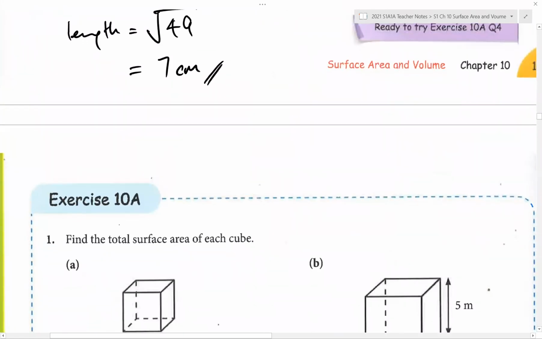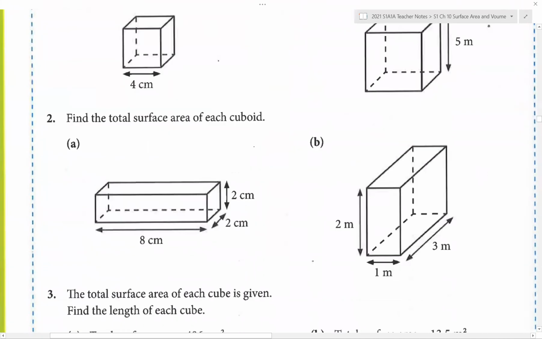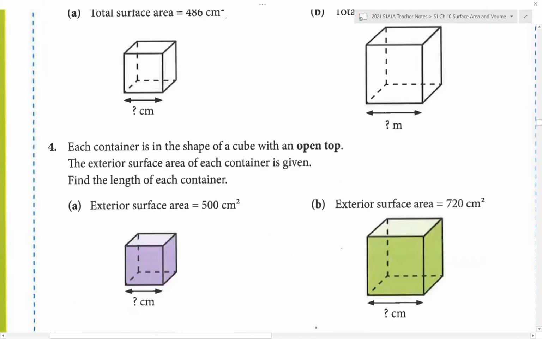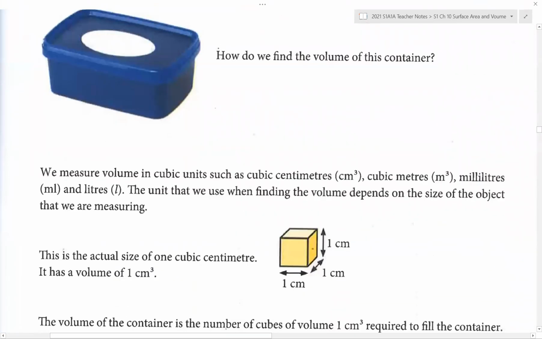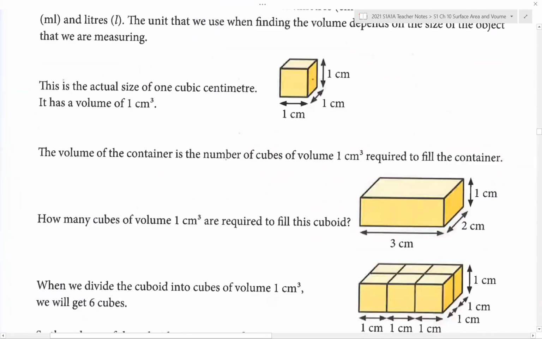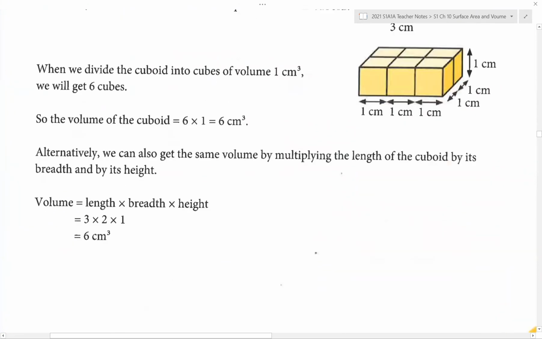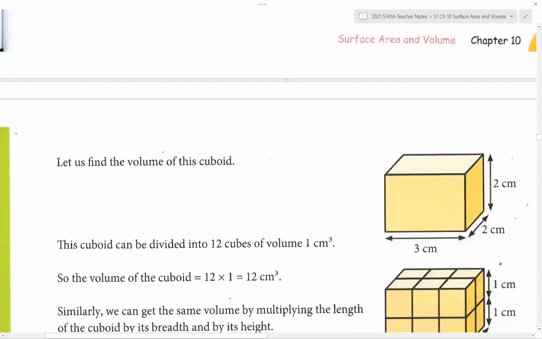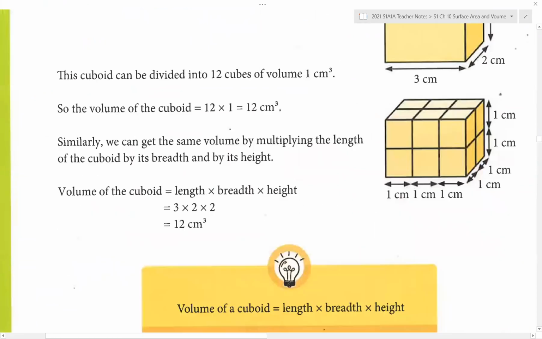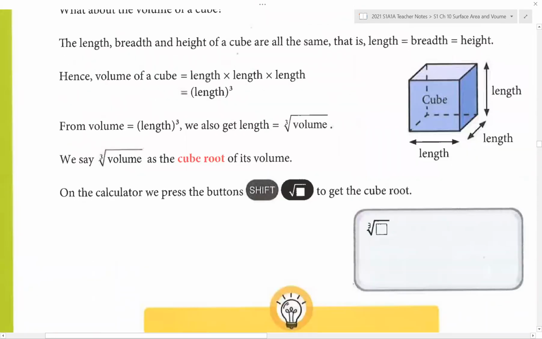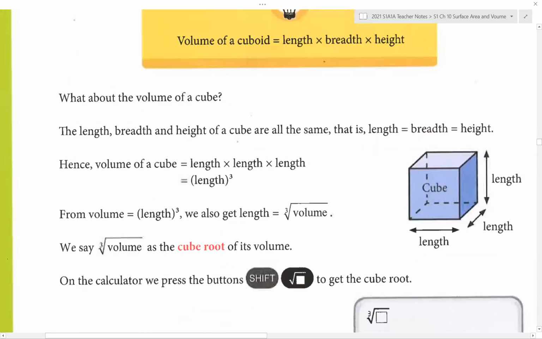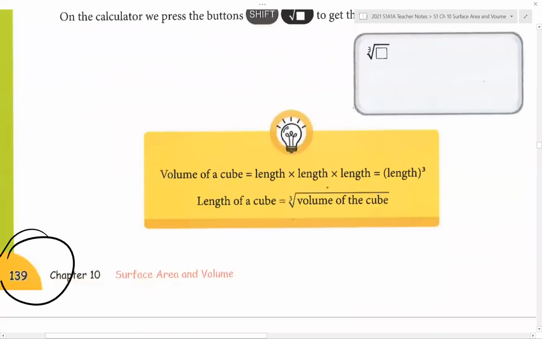Okay, your homework, exercise 10A. Next is volume. Okay, we're going to skip all this. I want you to turn to your textbook, page 139. Textbook, page 139. Turn there now. Yes, 139.